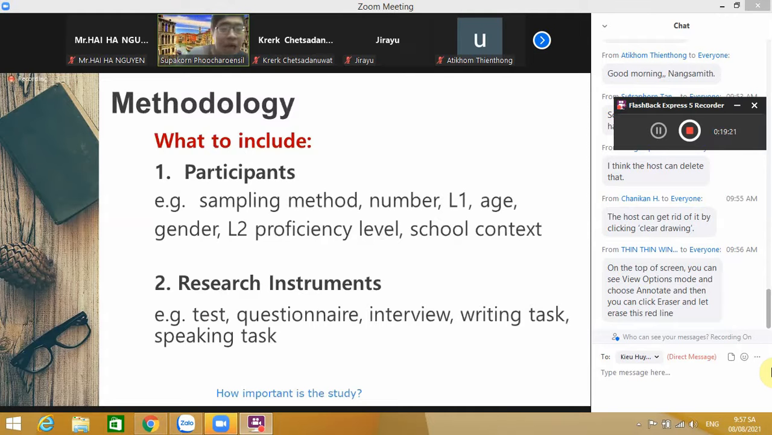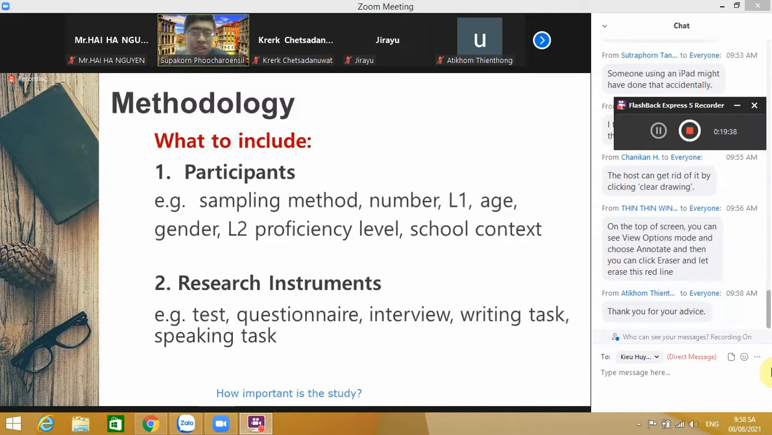Okay, now we are moving on to methodology. This is very important, right? What to include in research methodology concerns, number one, participants, right? So here, when we talk about participants, maybe you can talk about sample. Who is your sample? Or actually, you can start with population. Who is the expected entire population? Who were your sample?